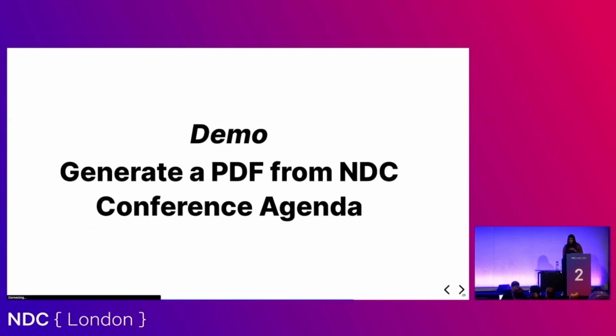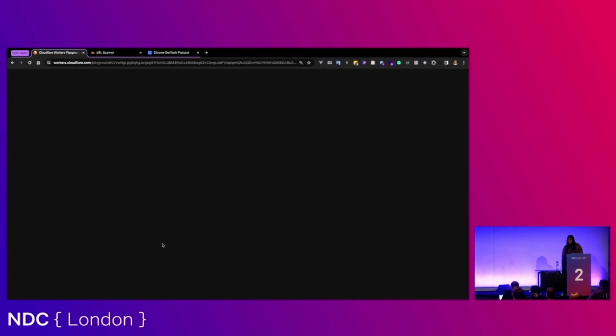Following that, the other demo I'd like to show you is how you can actually generate a PDF. The specific example that I want to use is the current NDC conference agenda. So I would like to go to the website, take a PDF, save that PDF to R2. So hopefully this one works. Let me see.